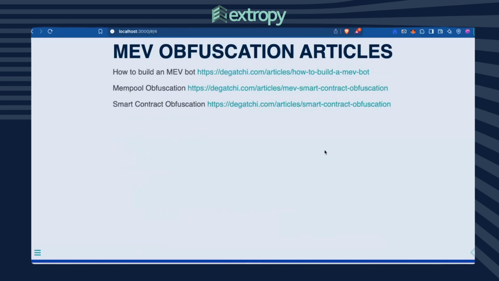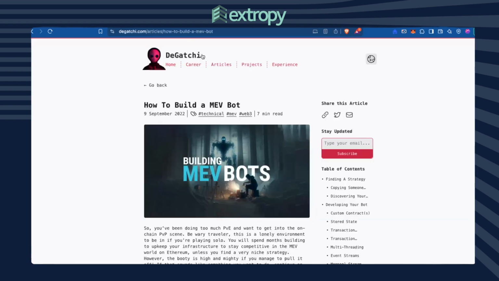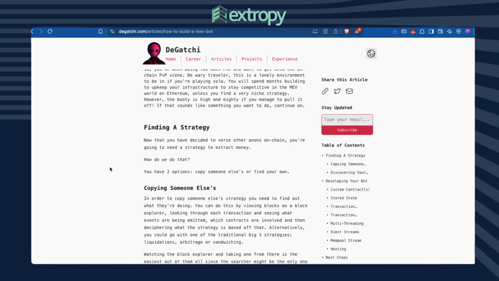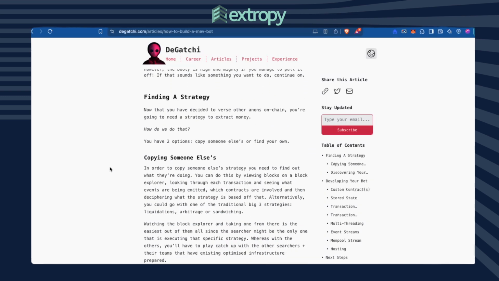So let's take a look at these articles then. There's 3 articles that we can have a look at. The original one was, I think, the second one actually. The mempool obfuscation one from Digachi. He also wrote this one here about how to build an MEV bot. We can quickly have a look at that as well. It's just really an overview.